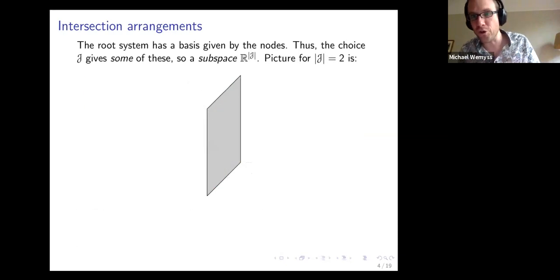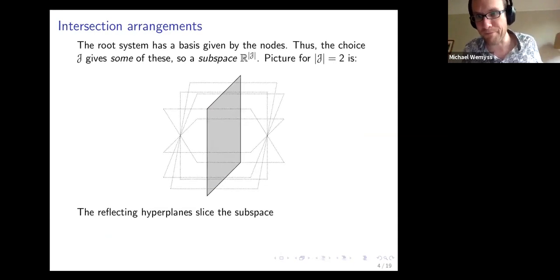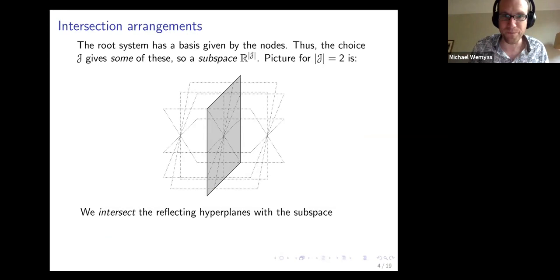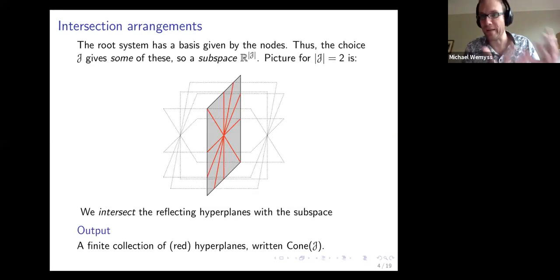So we choose two nodes in your favorite Dynkin diagram. Of course, you can do more. So two nodes gives me R2, which is a sheet of paper. And this sheet of paper lives inside the root system, which is a large object. Inside that root system is this extra information called reflecting hyperplanes. We take those reflecting hyperplanes and we slice or intersect them with our chosen thing, and we get some object out.